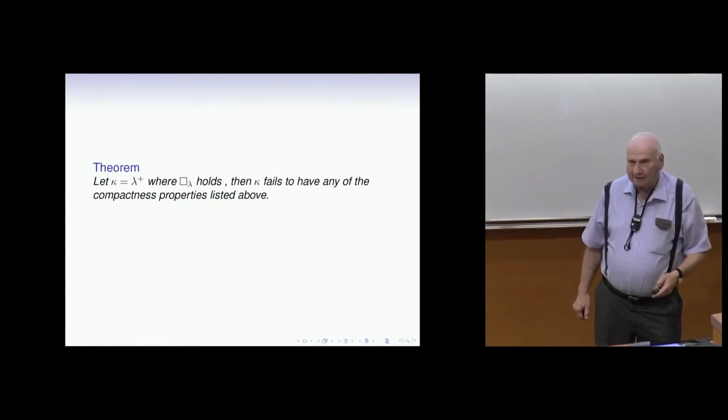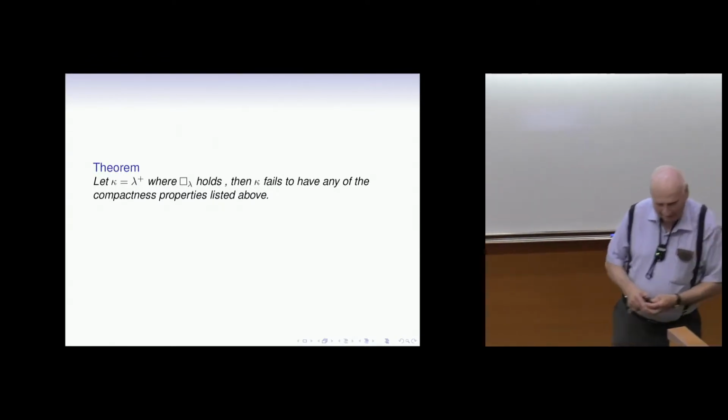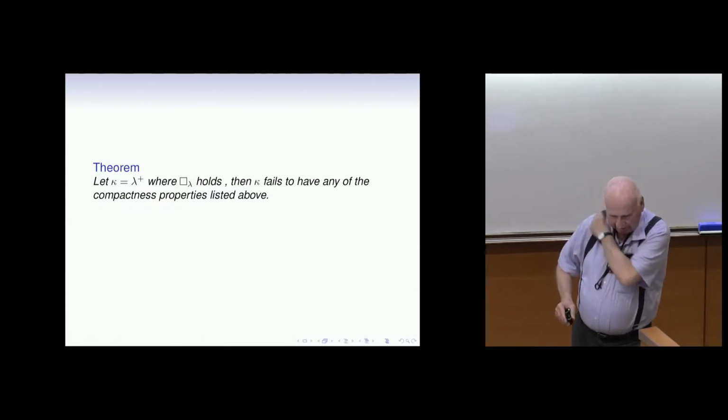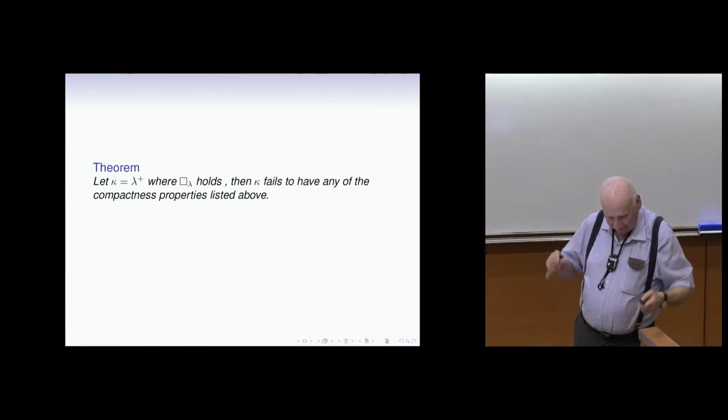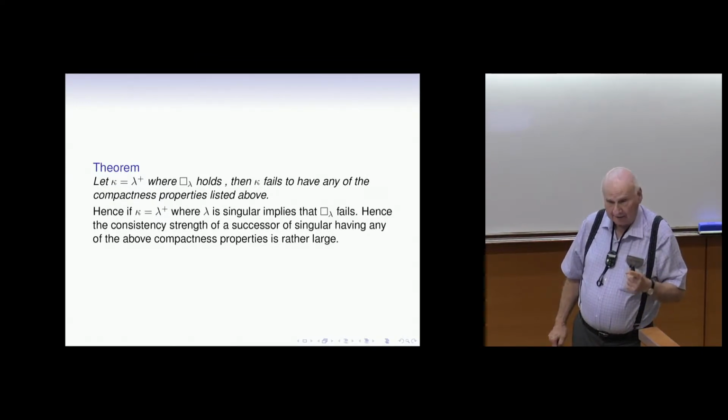What about the ultimate L? Does it hold there? Anyway, this is the super anti-compactness property. Namely, once it holds, then it fails to have any of the properties above. So, in particular, it has an implication for the consistency strength of having the compactness property.